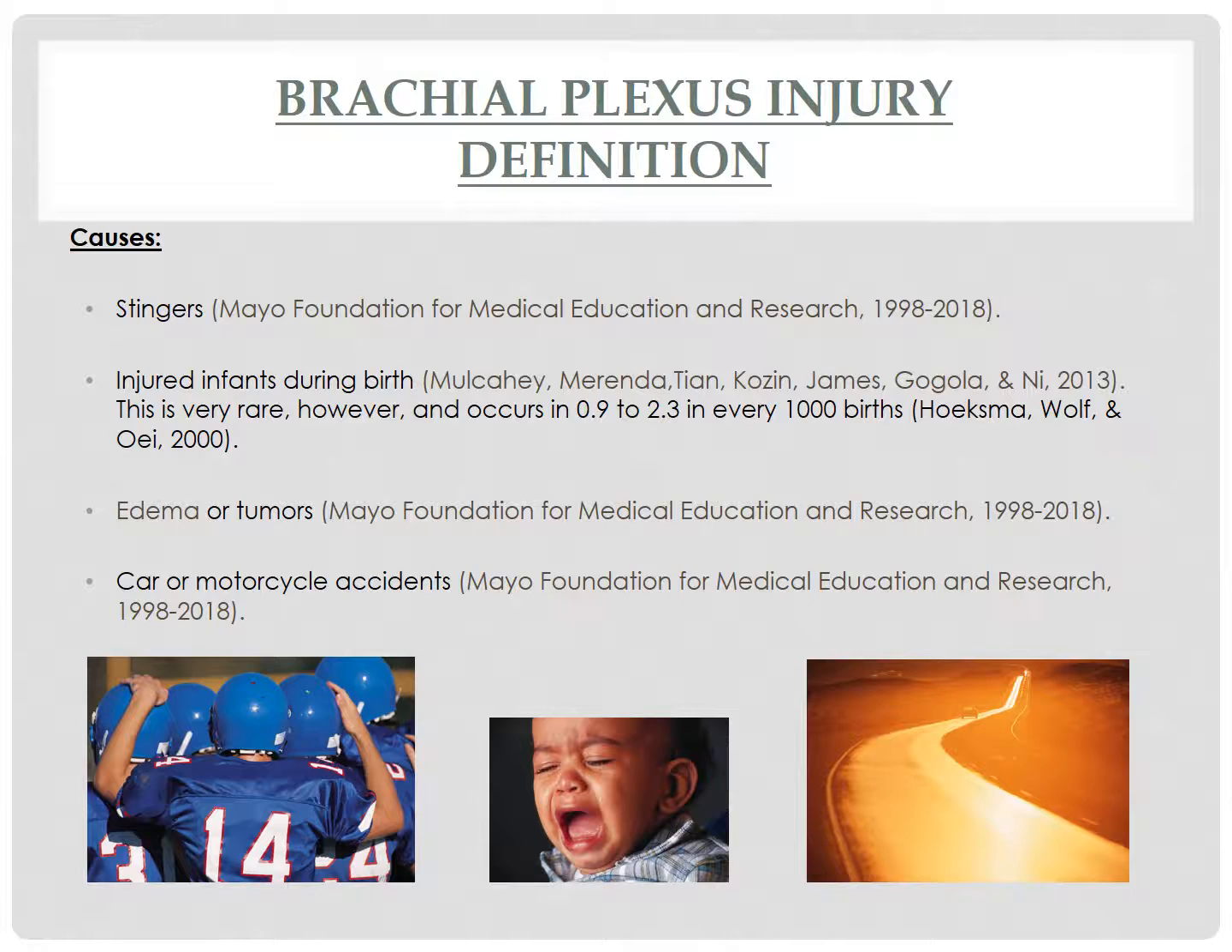Some causes of brachial plexus injury can be stingers, which happens frequently in contact sports such as football. These are usually pretty minor. It can also occur in injured infants during childbirth. However, this is pretty rare. It occurs in 0.9 to 2.3 in every 1,000 births. It can occur due to tumors or edema, as well as car or motorcycle accidents. And these are usually resulting in the most severe injuries.